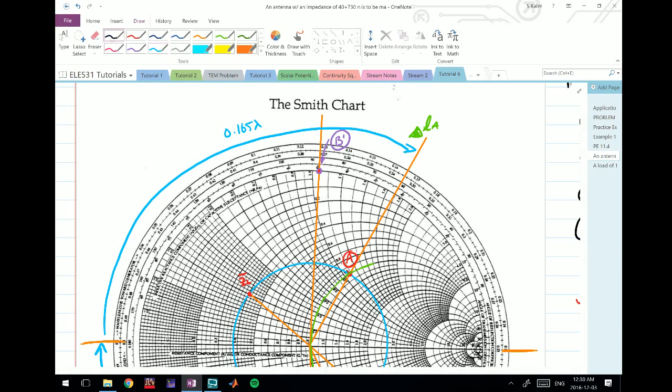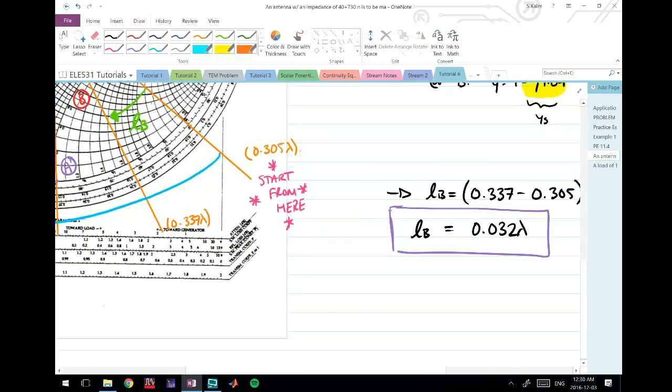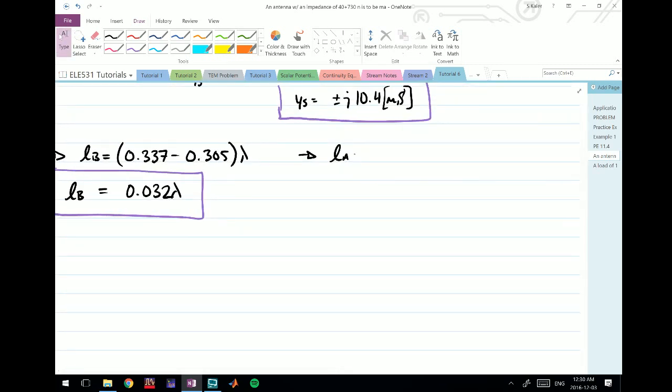Therefore, my LA is going to be the sum of these two. So LA is going to be 0.165 plus 0.195. Okay, so this will be 0.165 plus 0.195 lambda. Now, if I actually add these two together, I will get that this is 0.36 lambda.